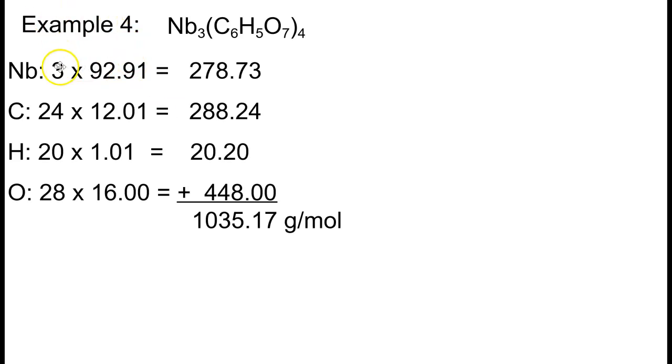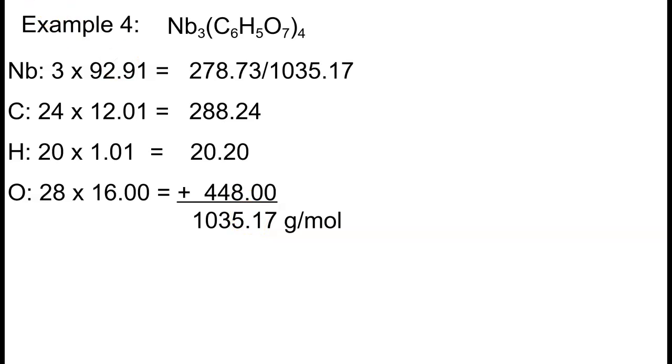Okay, final example, example 4. Please jot this down, pause the video as needed. So we're going to calculate the molar mass. We have Nb, C, H, and O. We have 3 Nb's, we have 24 C's, we have 20 H's, and 28 O's. Look up their molar masses. Multiply across to get subtotals, add them up to get your grand total, and then to get the percentage of each, we're going to take the subtotals divided by the grand total.